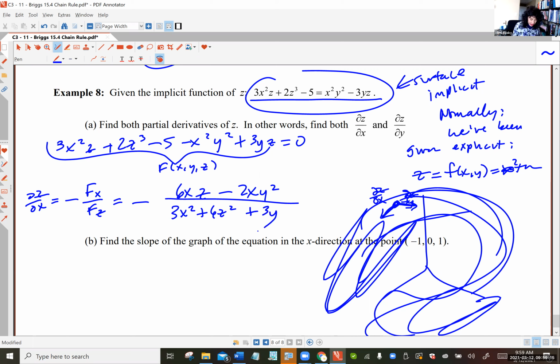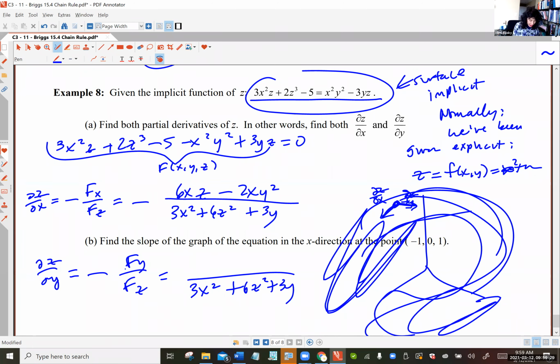plus 3y. And then the dz dy is going to be a negative Fy over Fz. Good news, the Fz we already did. So let me just copy it down. Same denominator as the dz dx. But now I have to get Fy. So if I take the partial with respect to y, I better not forget my negative out front here. I'll put parentheses here. I'm going to have negative 2x squared y plus 3z, I believe.